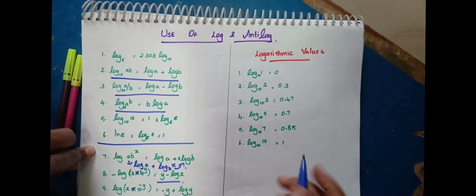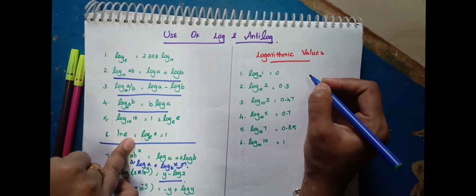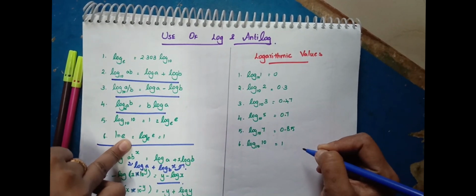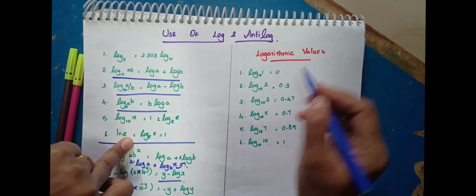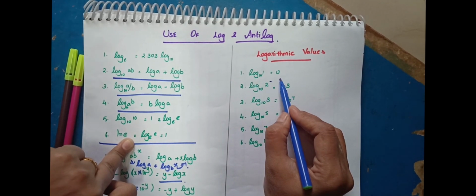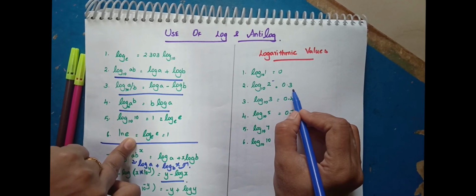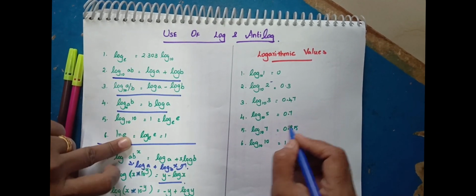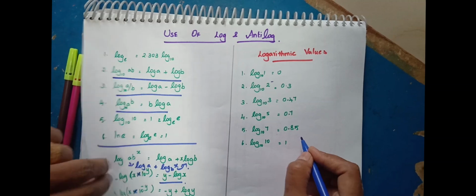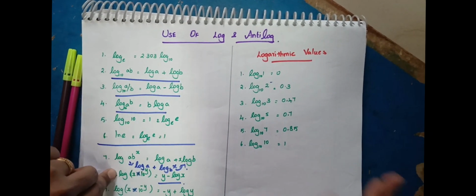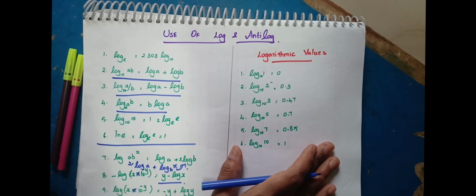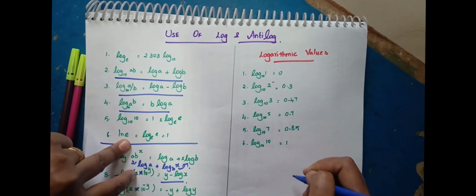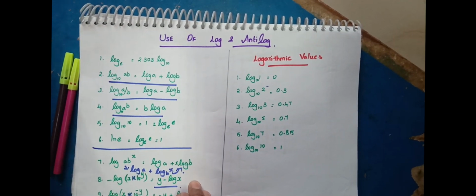Next, you should know some logarithmic values also. While using those values, you don't have to wait for the logarithmic table; you can immediately finish your problems. See, log 1 is always 0, log 2 is 0.3, log 3 is 0.47, log 5 is 0.7, log 7 is 0.85, and log 10 is 1. These values are very important. You have to memorize them, otherwise it will be very difficult to do the problems. Only this much is enough; the remaining you will come to know by using the identities.